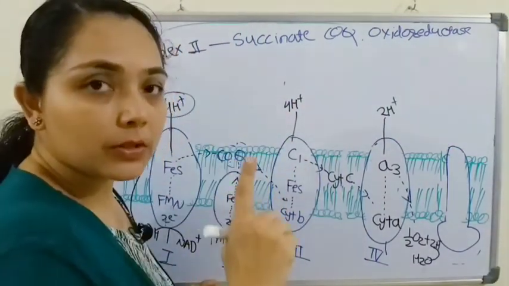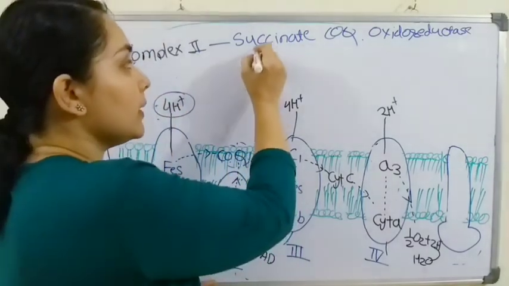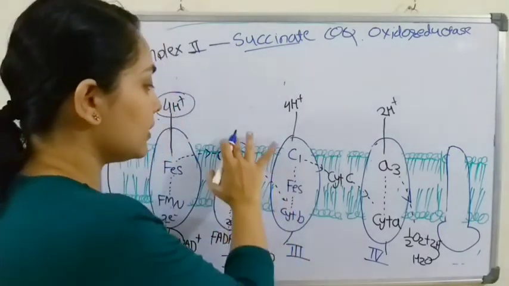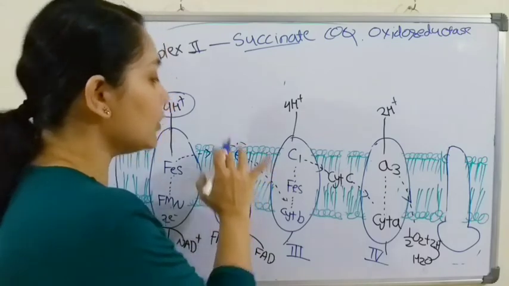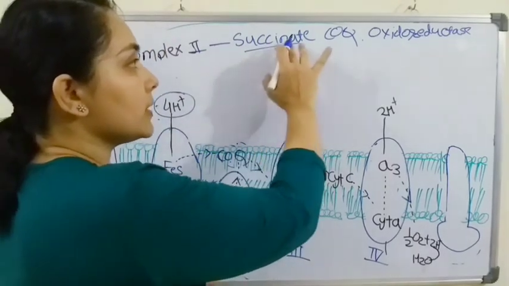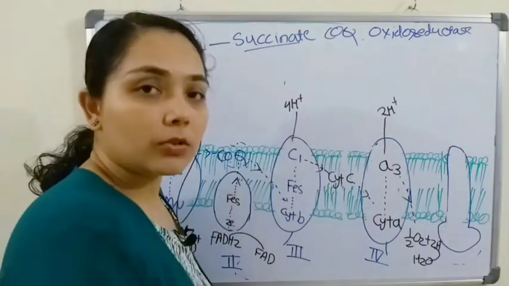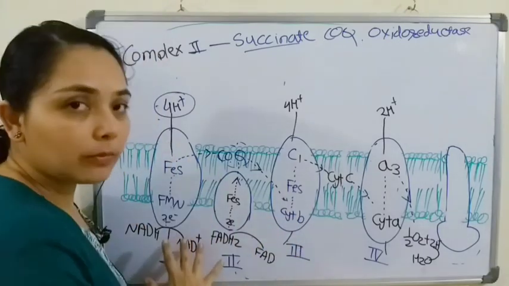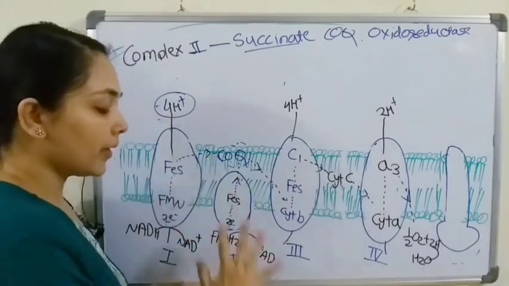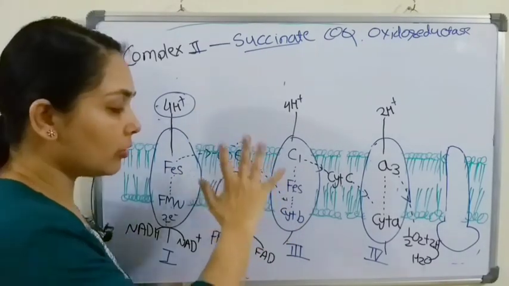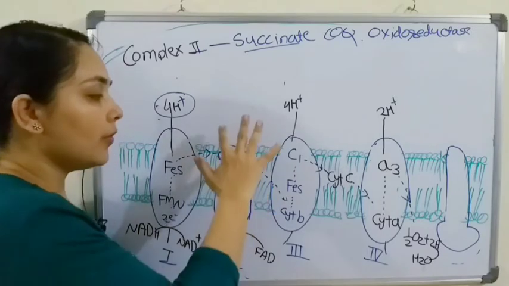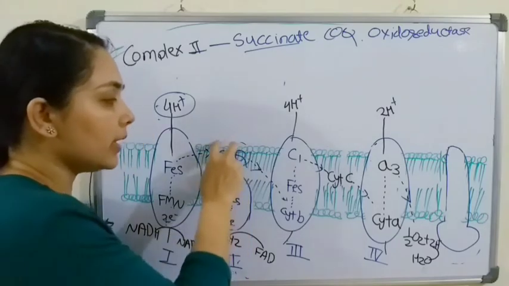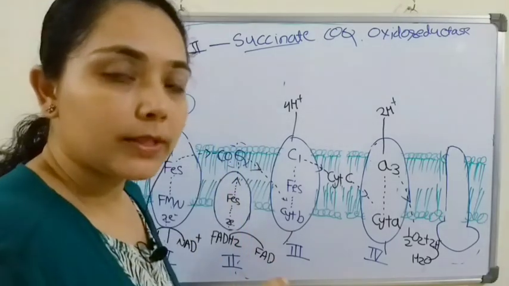Remember, the compound which is oxidizing, we need to write its name first. So here the compound which is oxidizing is succinate, and the compound which is reducing is coenzyme Q. Therefore complex 2 is known as succinate coenzyme Q oxidoreductase, or also known as succinate dehydrogenase. Okay, so up till now what we have seen, NADH will donate its electron to complex 1, FADH2 will donate its electron to complex 2, and ultimately from complex 1 and complex 2 the electrons will reach coenzyme Q. What is coenzyme Q?